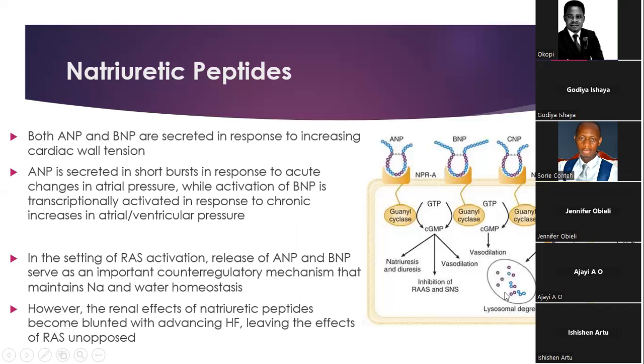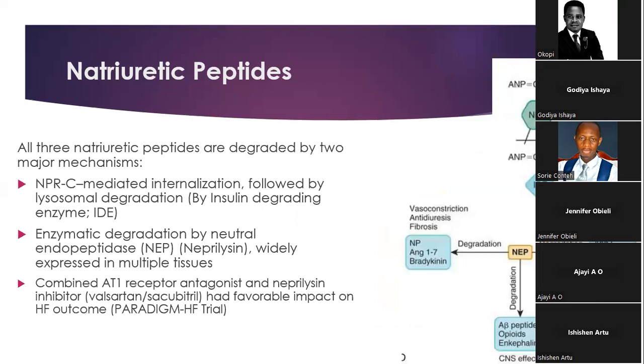Neutral endopeptidase is also potent and very efficient in degrading these natriuretic peptides, and their action is not long in the system. One of those neutral endopeptidases is actually neprilysin. I'll talk about it later on. Good. So this one just shows the degradation of your natriuretic peptides.